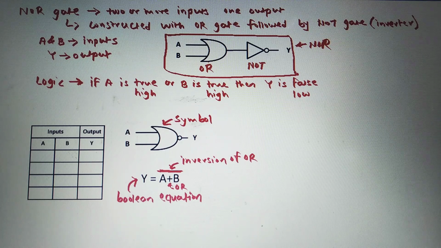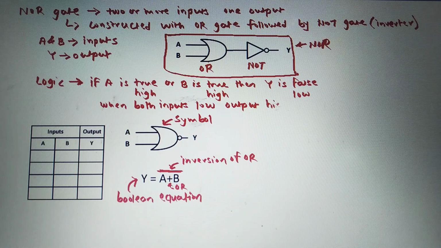So if one of the inputs in this two input NOR gate is high, then the output is low. So the output of this two input NOR gate is high when both the inputs, that is A and B, are low, and only then.